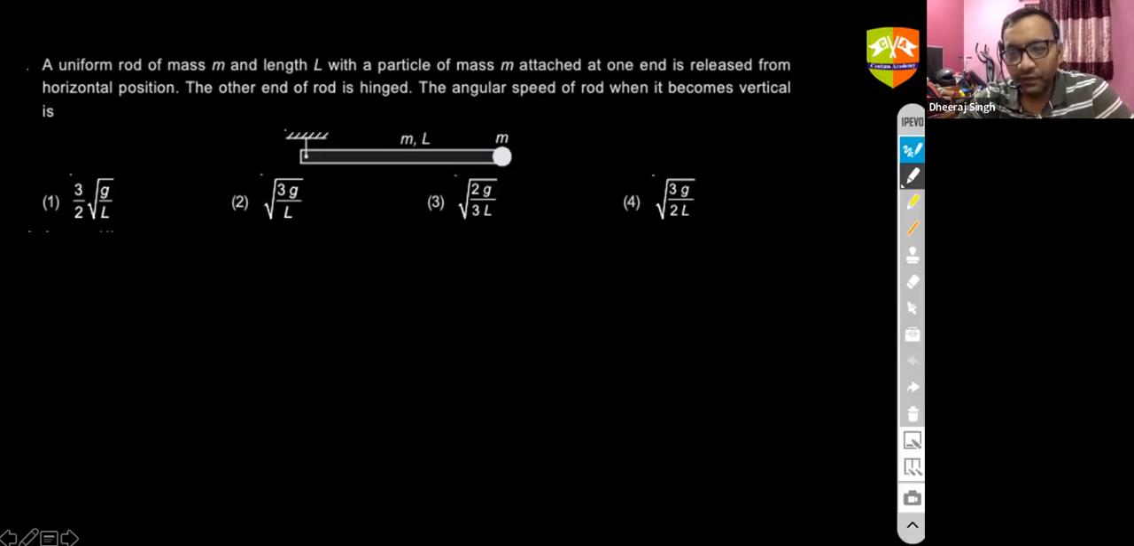Here is the first question. Start doing it. What is the first thing that comes in your mind? Which principle will be used here? Correct. Work energy theorem, or you can say conservation of mechanical energy also.